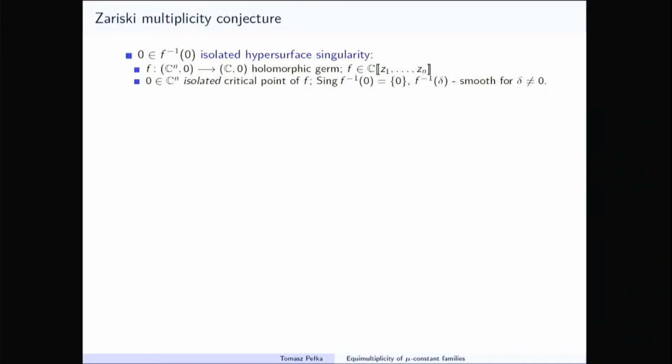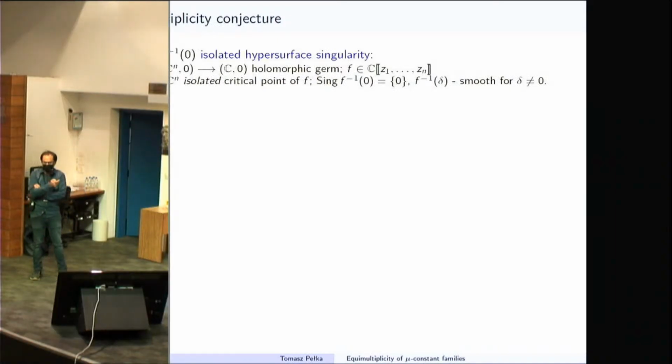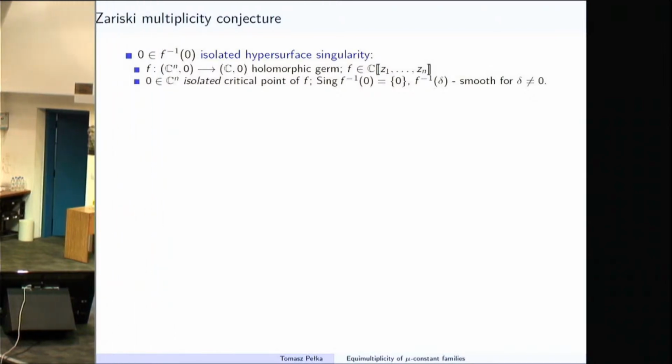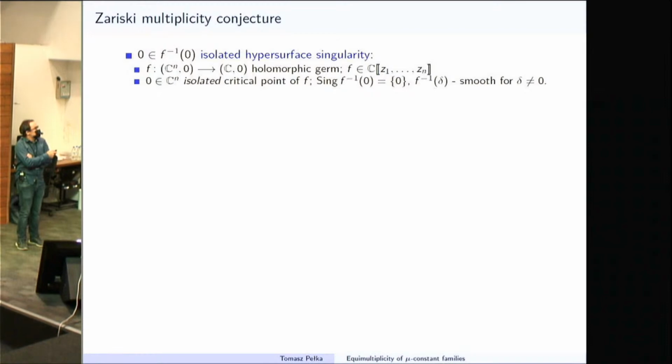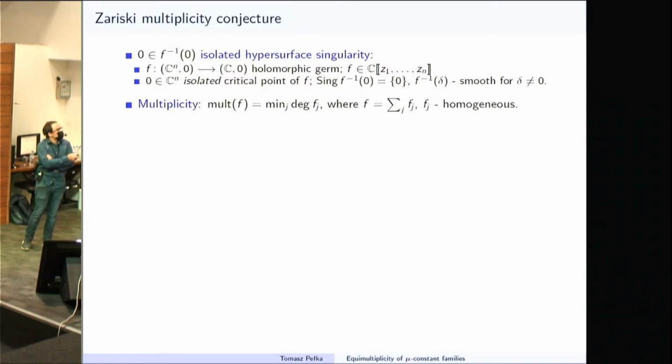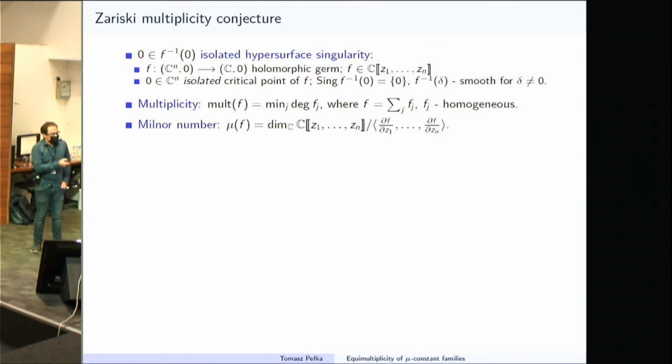So I will work with isolated hypersurface singularities. Contrary to the first talk today, I study hypersurfaces. By this, I mean I take a holomorphic germ from C^n to C, and I assume that 0 is an isolated critical point, which means that the singular fiber has only one singularity at the origin, and the nearby fibers are smooth. The multiplicity here is easy to define. It's just the minimal degree of the lowest homogeneous part. And there is also a Milnor number, which is by definition the complex dimension of this algebra. As most of you know very well, this Milnor number is a topological invariant. I will come to that in a moment.